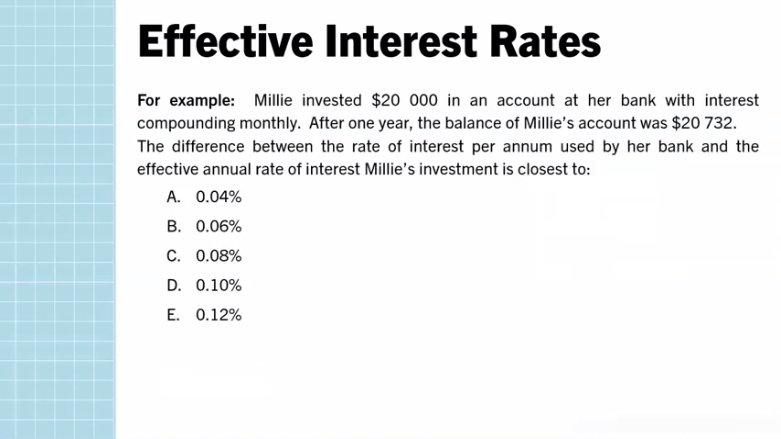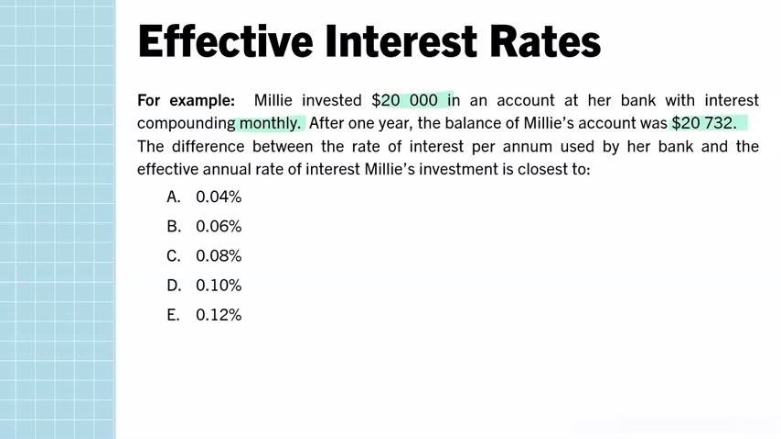Another example of what we could be asked to do with effective interest rates: Millie has invested $20,000 in her account at a bank with interest compounding monthly. After 1 year, the balance in Millie's account was $20,732. And we're asked to find the difference between the rate of interest per annum used by her bank and the effective annual rate of Millie's investment.